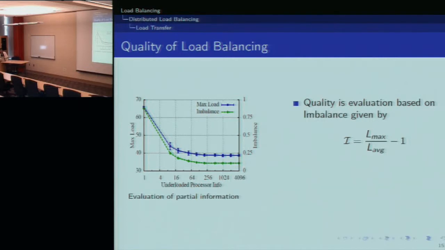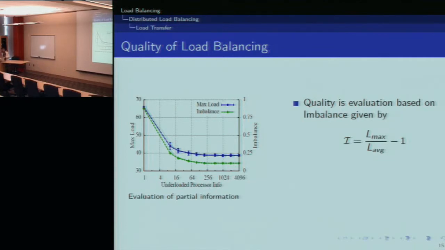This is the 8K processors. 50% of them are underloaded and 50% overloaded. So on the x-axis is the number of processors the overloaded processors are aware of. On the left-hand side, this means that overloaded processors are aware of one random underloaded processor. And the right-hand side indicates the overloaded processor is aware of all the underloaded processors in the system.